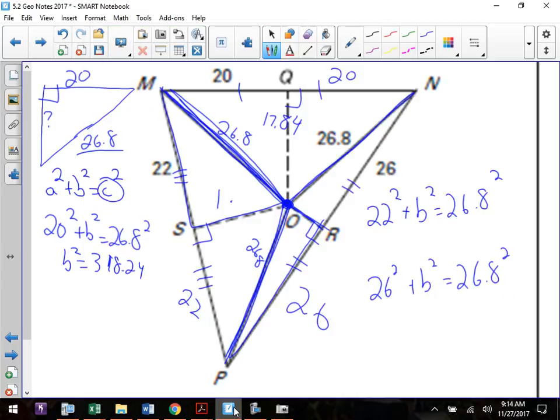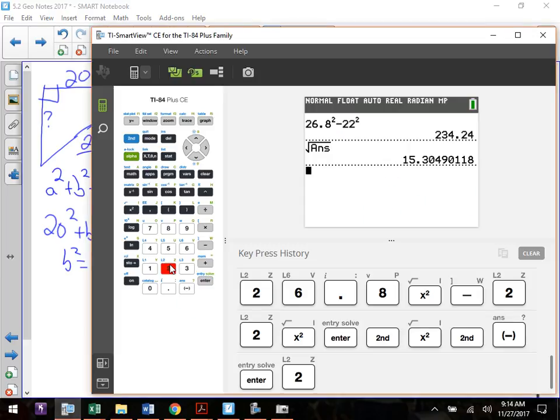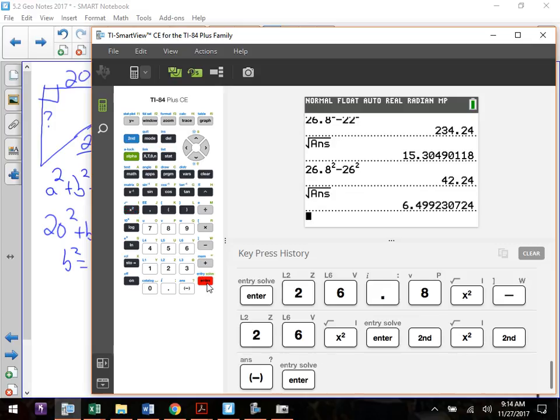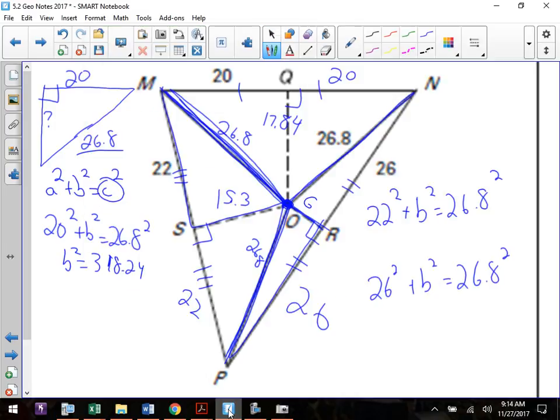And then the last one was 26.8 squared minus 26 squared. Square root of that. And I get 6.499. How do you round that to 2 decimal places? It would be 6.5. And as you guys were mentioning, as you get into these bigger diagram pictures, there's just so much more going on, but it's not that it's going to be horribly difficult to use.